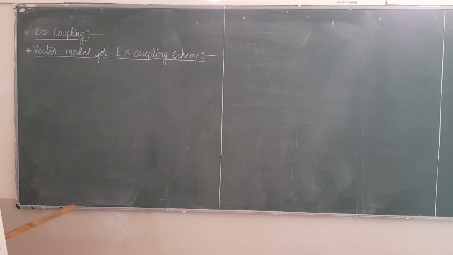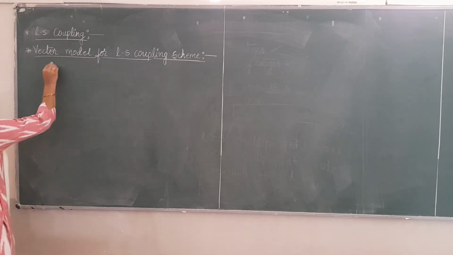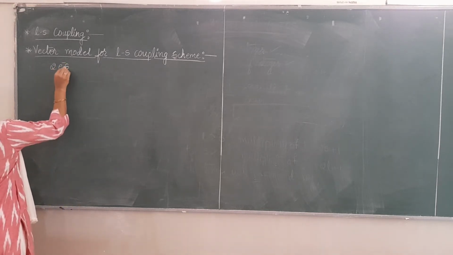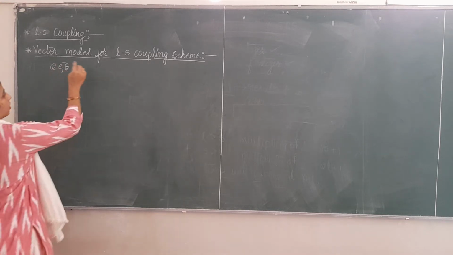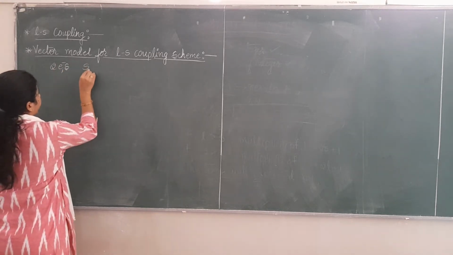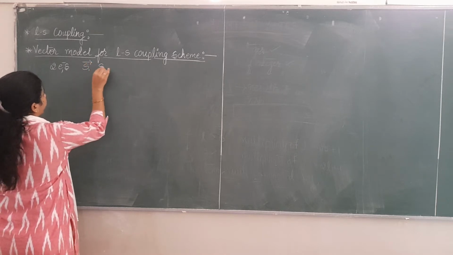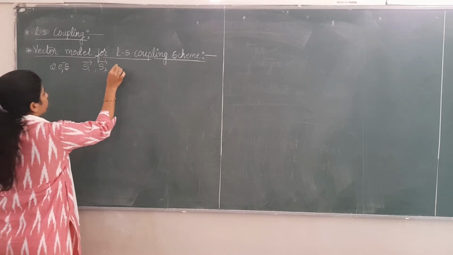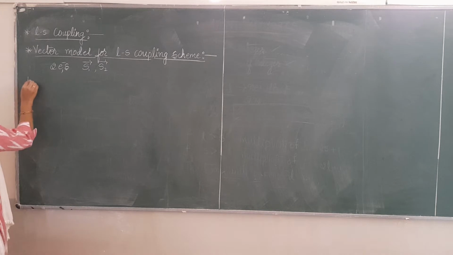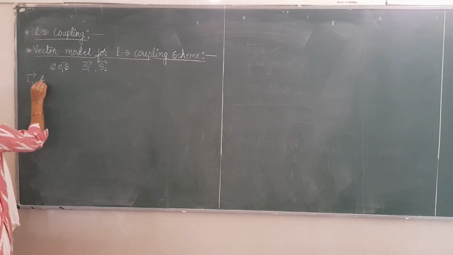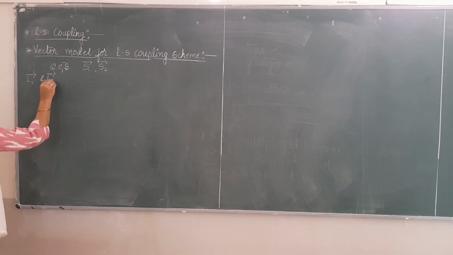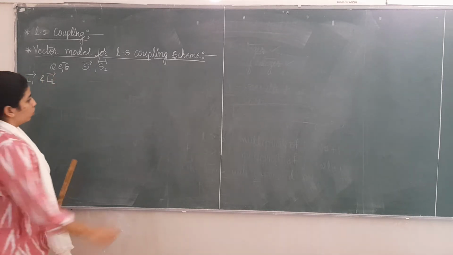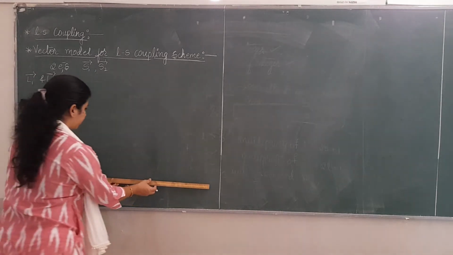We shall consider two electrons. The spin angular momenta I shall denote as S1 and S2, and the orbital angular momenta we shall denote as L1 and L2. We shall take a base here.